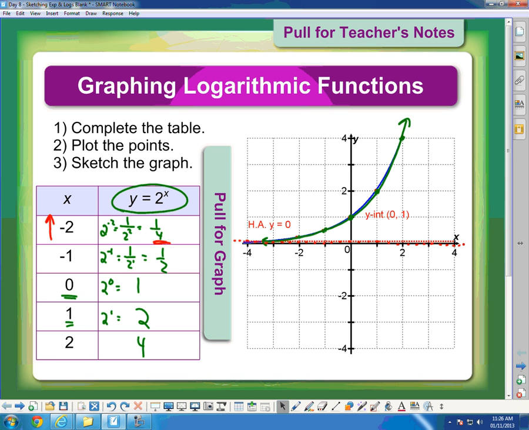So that's how we draw y equals 2 to the x. If it was 3 to the x, the graph might be a little bit steeper. 4 to the x, even steeper. But what we're going to focus on is just 2 to the power of x and say that that's sort of our baseline one for all our exponential ones.